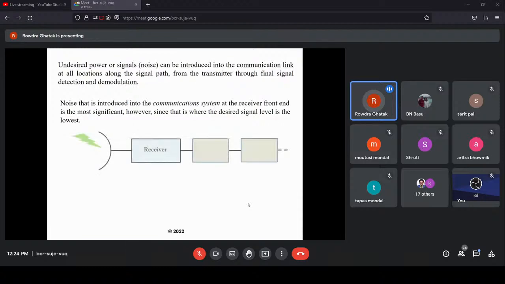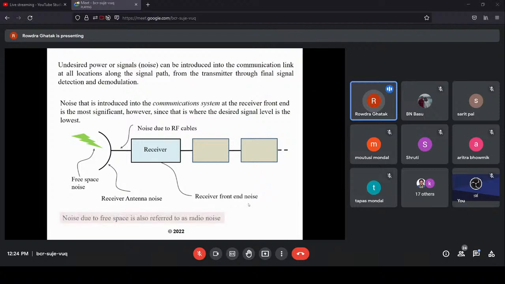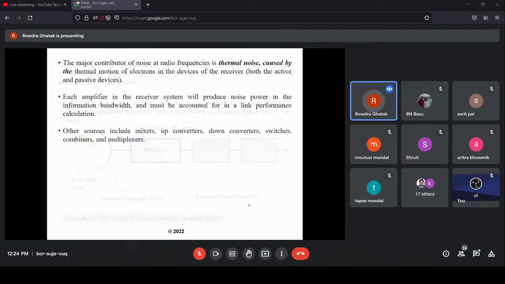So here, just a digression about the different kinds of noise: the noise from the RF cables, the receiver front-end noise, receiver antenna noise, and phase noise. For that, we have to see the contributions in the RF chain and take into account the different noise sources. The major contributor of this noise at radio frequencies is the thermal noise caused by the thermal motion of electrons. That's very basic information that we acquire from undergraduate studies. So each amplifier in the receiver system will produce noise power in the information bandwidth, and that might be accounted for in the link performance calculation.